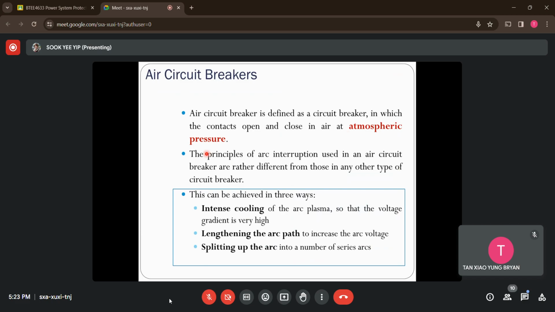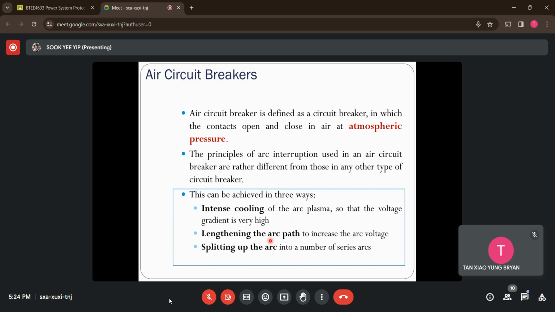So how does it work to interrupt the arc? It's different compared to the kinds that were introduced just now. It's achieved by the high resistance method, and we can do it in these ways. First, by intense cooling of the arc plasma. In such a case, the voltage gradient needed to maintain the arc becomes much higher, so with the same voltage value the arc is unable to be formed. The second way is lengthening the arc path, increasing the distance of the gap between the contacts of the breaker.